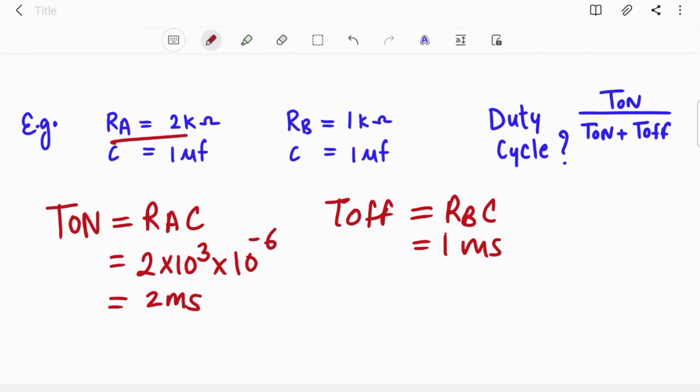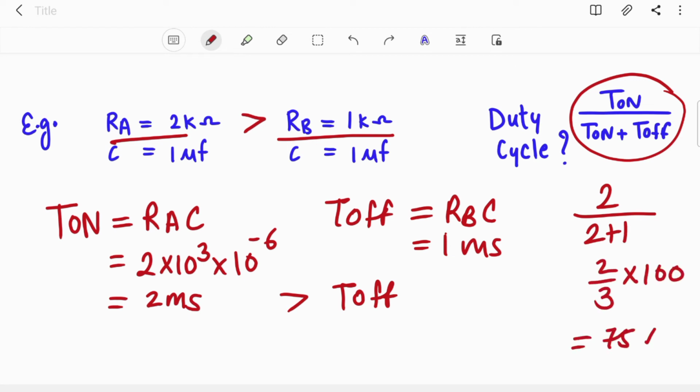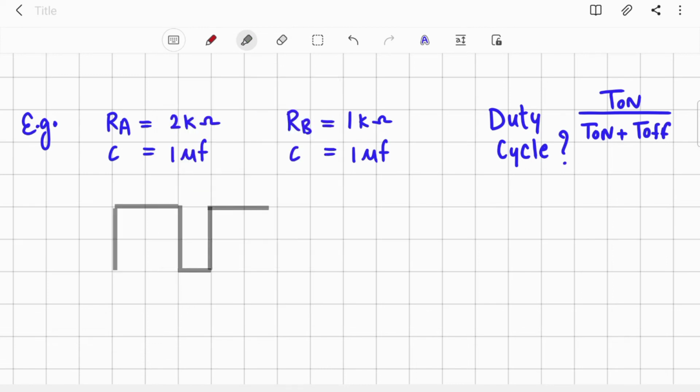So when your RA is greater than RB, your T on is going to be greater than T off. Duty cycle is nothing but T on upon T on plus T off, which is nothing but T. So here T on is 2 millisecond and T on plus T off means 3, so 2 upon 3 will become 75%. So for this example, your duty cycle will be 75%. Okay, so let's quickly draw it. Here we can see T on is 2 millisecond and T off is 1 millisecond.